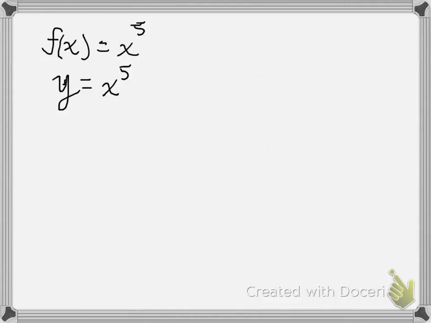The next step is we want to solve for our x. So we want to get x by itself. How do I accomplish that? If I have the 5th power of x, what's the opposite of taking something to the 5th power? It's taking the 5th root of it. So I want to take the 5th root of this.